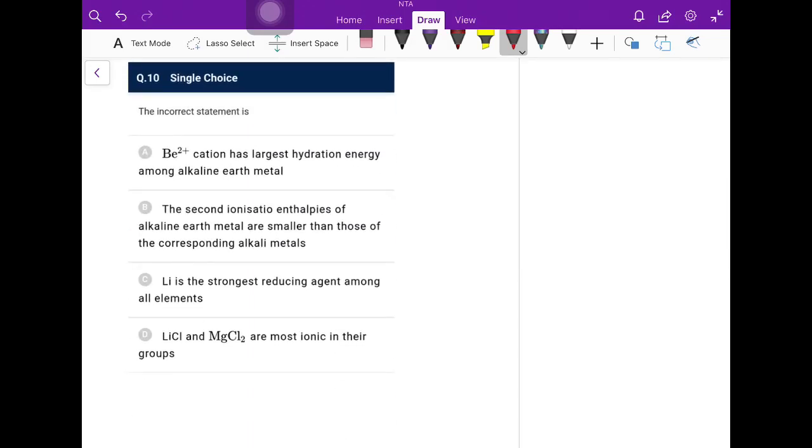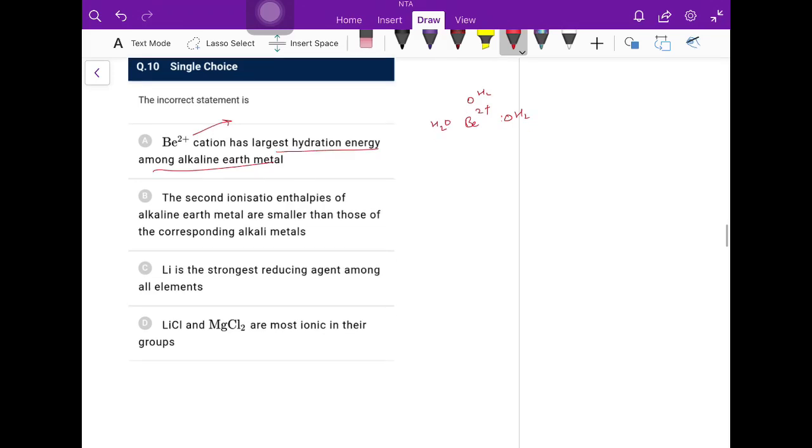The incorrect statement. Be2+ cation has the largest hydration energy among alkaline earth metals. This is very true, because Be2+ has the smallest size and therefore a very high electron density, and when it has a very high electron density, H2O can surround it to a large extent and solvate it very much. So this is a correct option. We need to find the incorrect one.